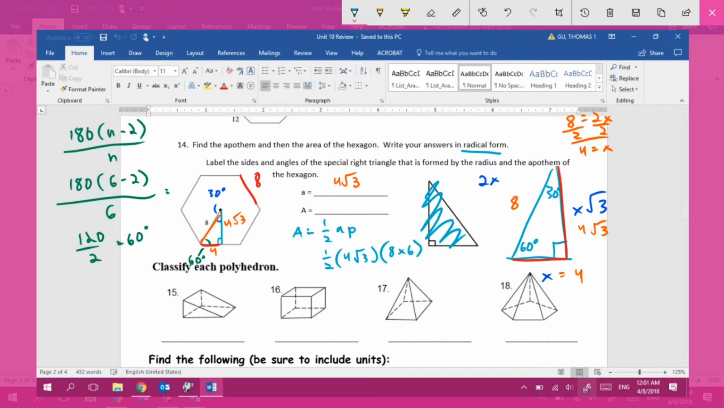So we're leaving the answer in radical form, so we're not going to put this radical 3 anywhere. In our calculator, we're just going to do 1/2 times 4 times 8 times 6. And that will be 96, and then we'll just bring the square root of 3 right there, because we didn't actually put that into the calculator. So there you go. That's just units, and this is units squared. Bam!